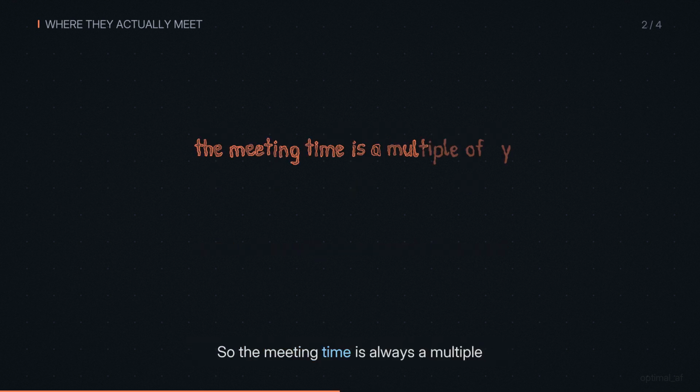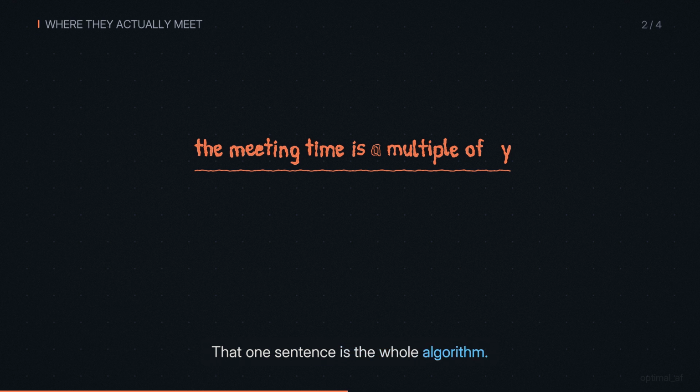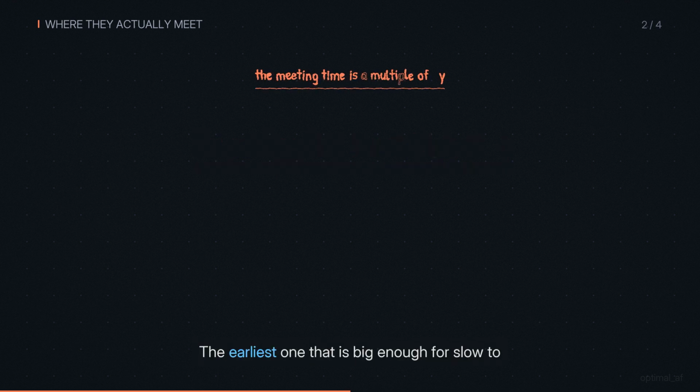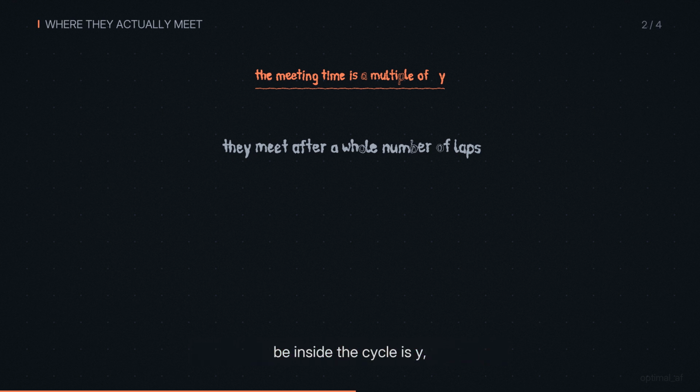And that is exactly the step where we watch them meet. So the meeting time is always a multiple of the cycle length. That one sentence is the whole algorithm. Hold on to it. The earliest one that is big enough for slow to be inside the cycle is Y, rounded up to clear X. In our list, that is 4. And here's the part that matters.